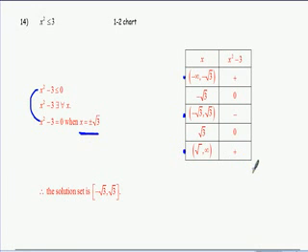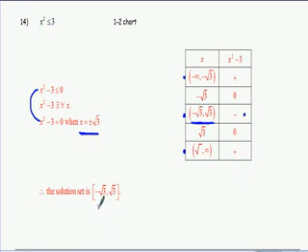Once you identify the signs for all of your intervals, you're ready to determine the solution to the original inequality of x squared is less than or equal to 3. In this case, x squared minus 3, this key expression we've been using as we've been plugging in values, has to be less than or equal to 0. For a number to be less than or equal to 0, it would have to be a negative value. So the only negative value we got back was for the interval negative root 3 to root 3.